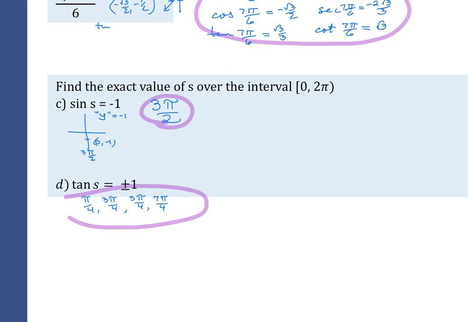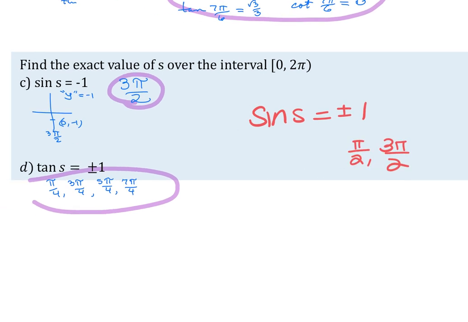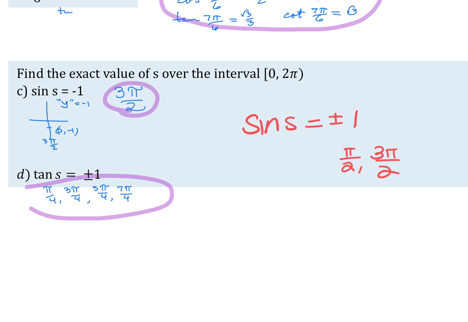But a plus and minus usually means there's 4 answers. Not if it was sine and cosine. Let's say it said sine of s equals plus and minus 1. That's going to have 2 answers because it's where the y is positive 1, which would be pi over 2, and negative 1, which would be 3 pi over 2. But if it's your regular non-quadrant angles, then that usually means there's 4 answers.